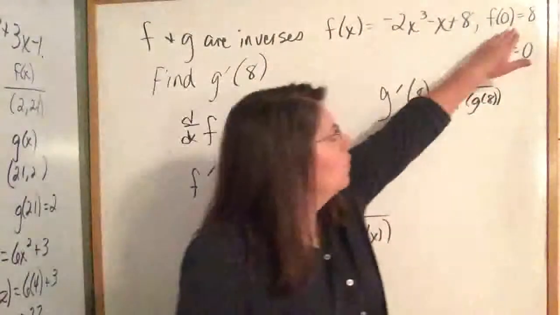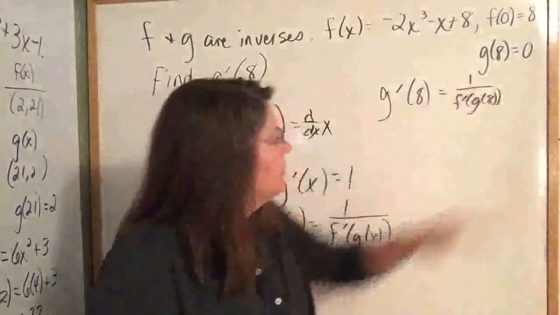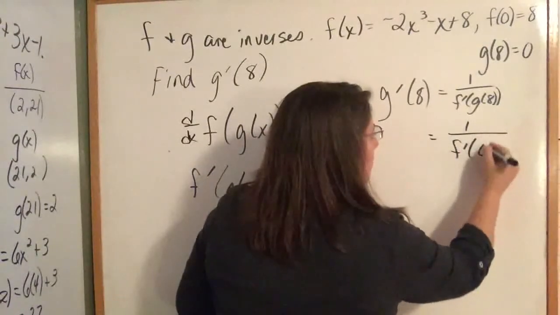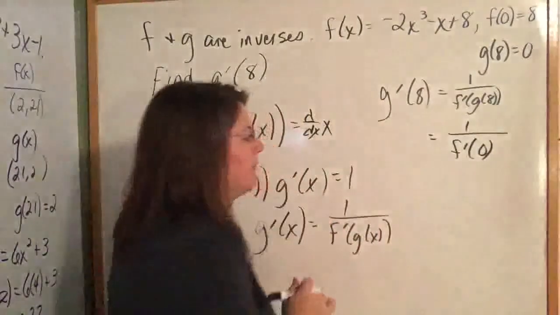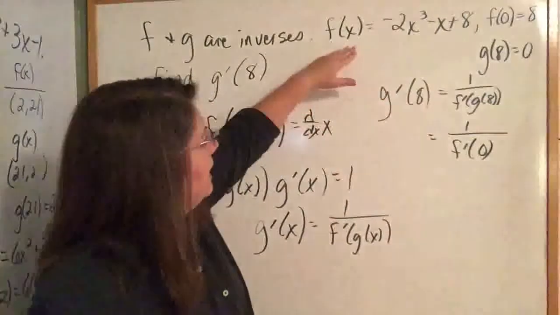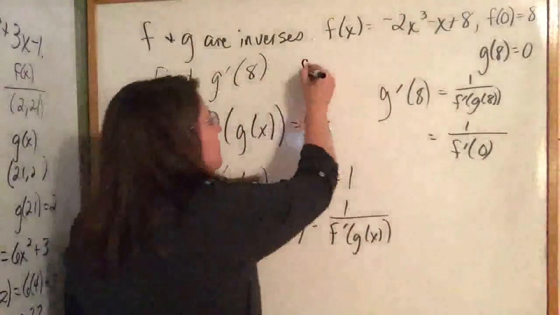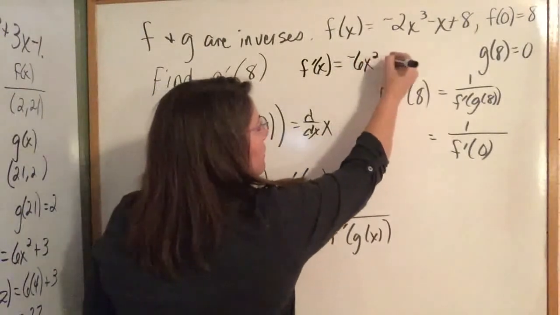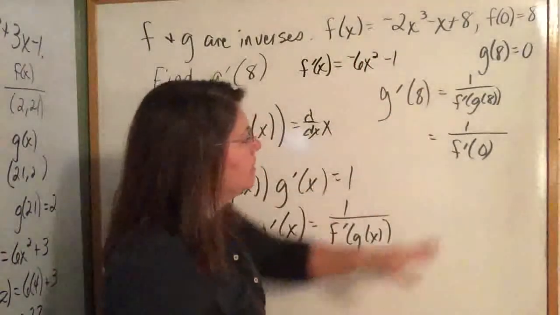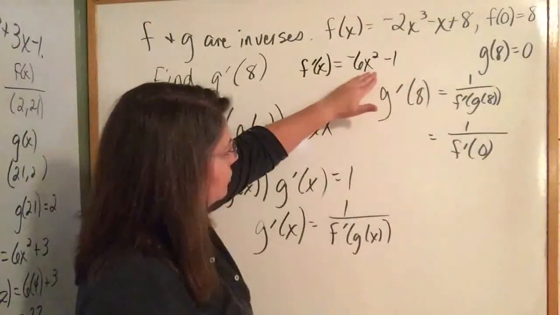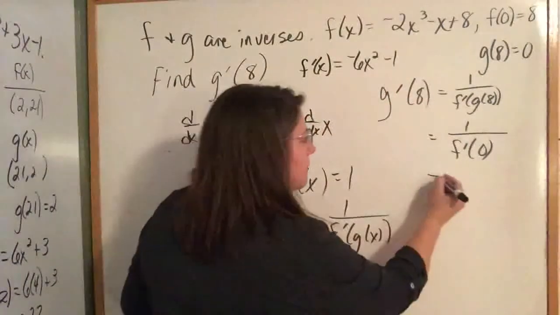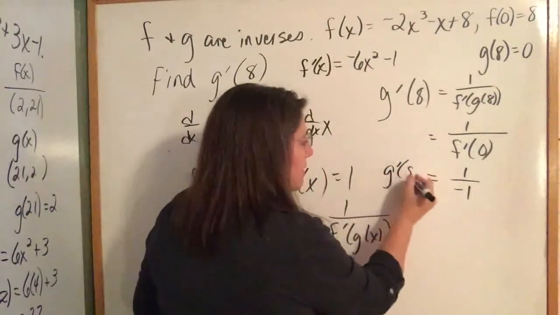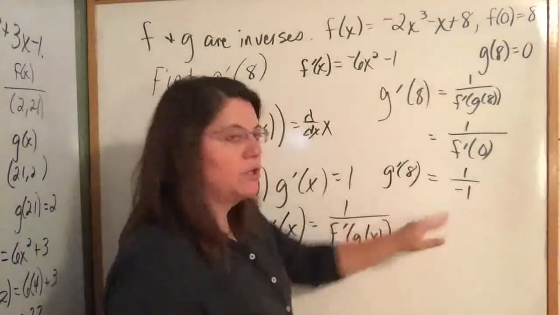From our knowledge of the ordered pairs, we know g of 8 is equal to 0. And then we need to find f prime of 0. F prime is negative 6x squared minus 1. So if I plug 0 into that function, I get negative 1. So g prime of 8 is equal to negative 1.